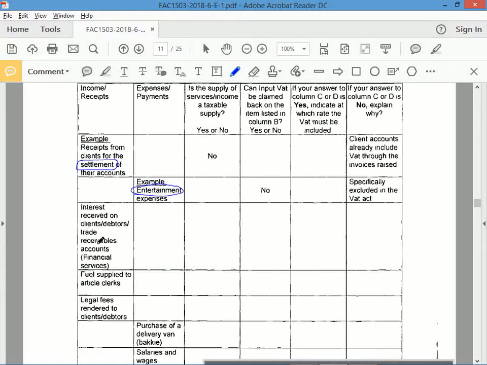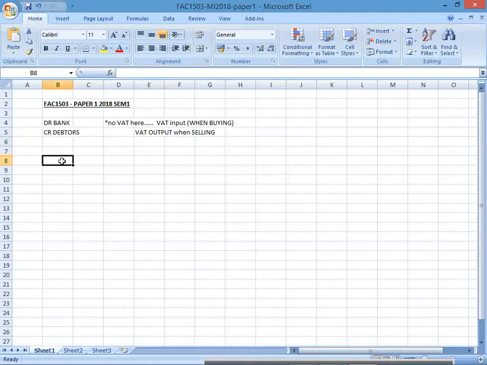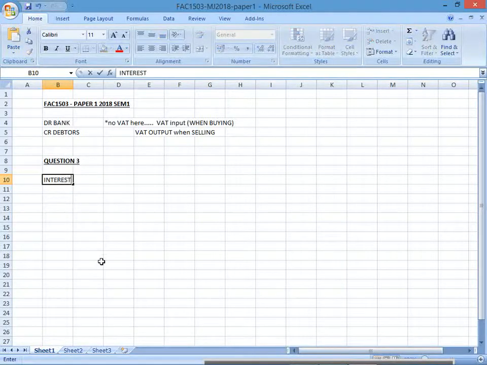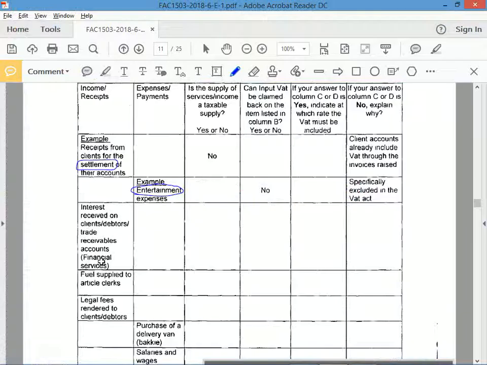So let's look at this one, number 3. I'm just going to write them here. So question 3, answers are here, completing the table. I'm just going to write down what they gave you, and then I'll write down the answer for whichever column, but I'll tick it here so you guys can see it. Interest received on client/debtors/trade receivables accounts, brackets, financial services. Interest, brackets, on debtors/other. Okay, that you can refer to the question in the actual past paper to see what it is.